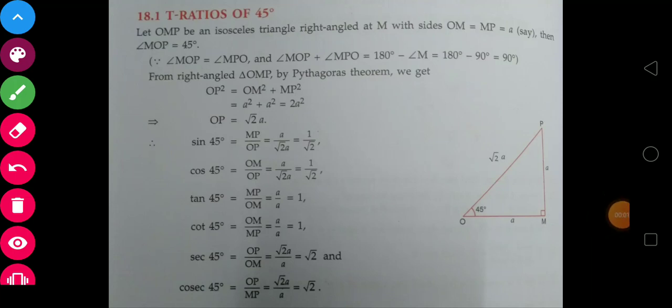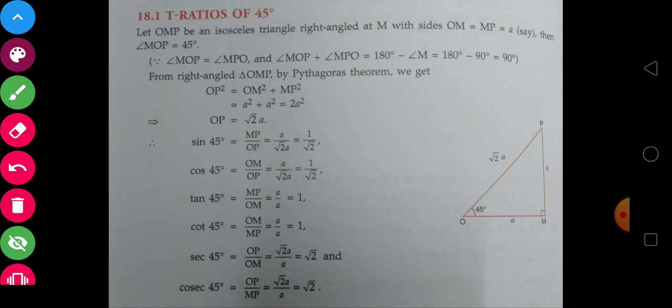So students, we are going to see the trigonometric ratios, that is, values of trigonometric ratios for certain standard angles. Those angles normally include 0, 30 degrees, 45 degrees, 60 degrees and 90 degrees. In this case we have the first ratio for the angle 45 degree.